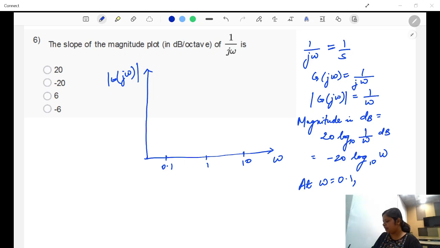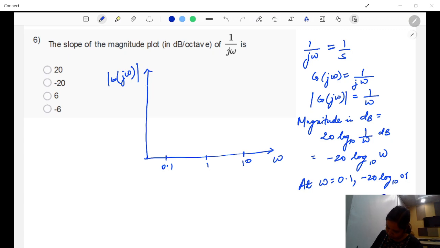Magnitude would be what? Minus 20 log 10 0.1, which means it would be plus 20, right? So let's say this is my plus 20. So I'll have a point here. Now let's see the second thing. At omega equal to 1, my magnitude will be minus 20 log 10 1, which is 0.